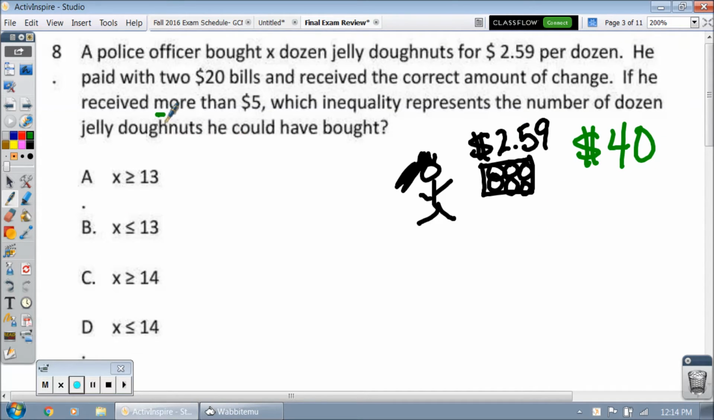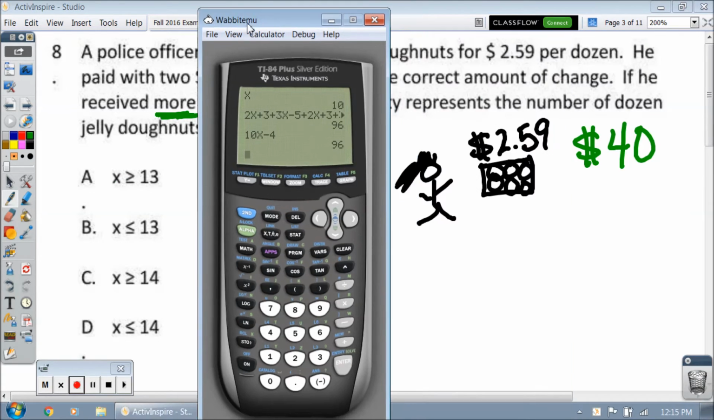If he received more than $5 in change, right? So it says right here, he received the correct amount of change, and it's more than $5. So he bought a certain amount of these boxes of donuts, and whenever he paid, he ended up getting more than $5 back. So let's just kind of look at our answer choices here. They have two numbers, 13 and 14.